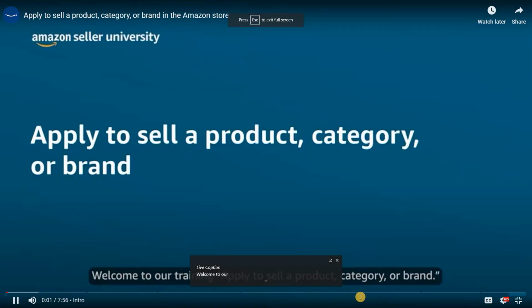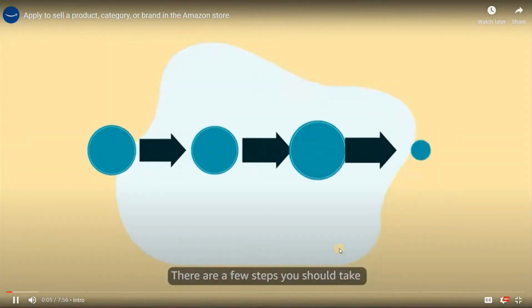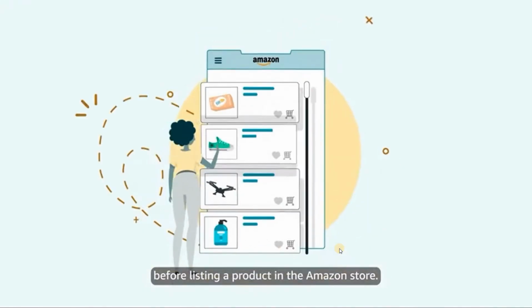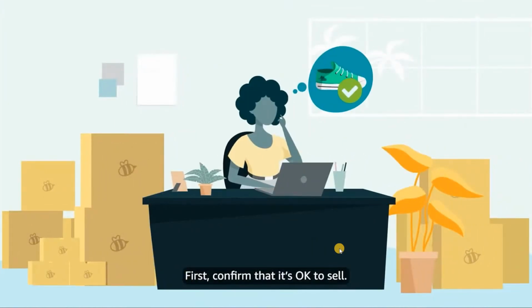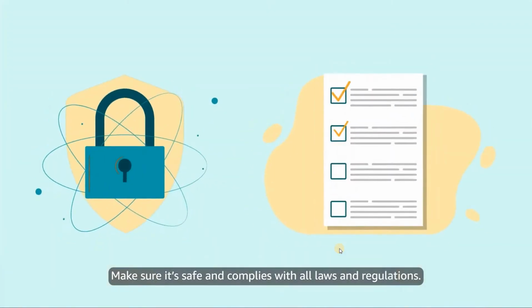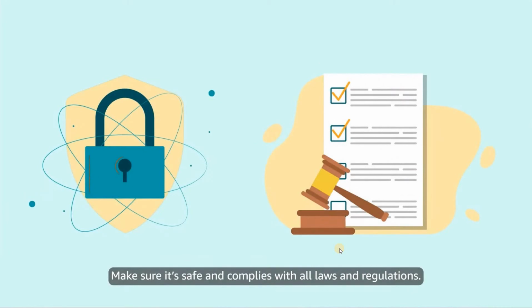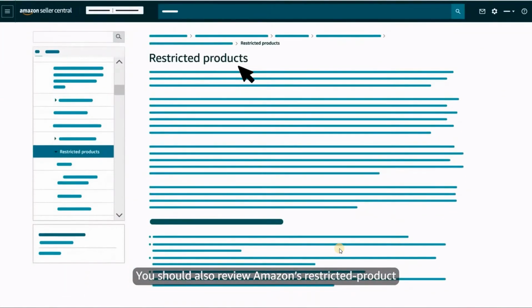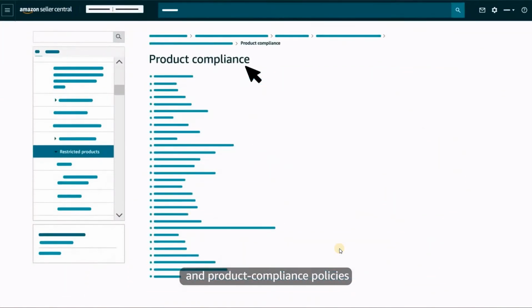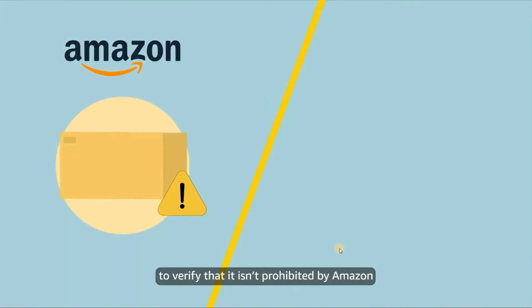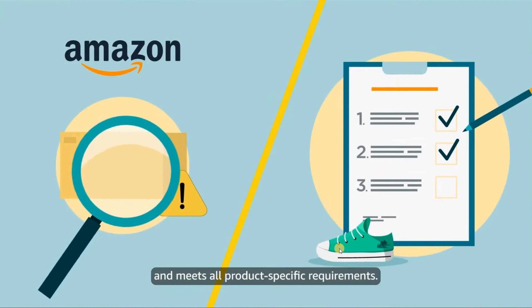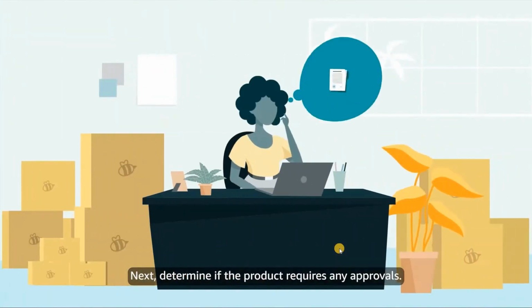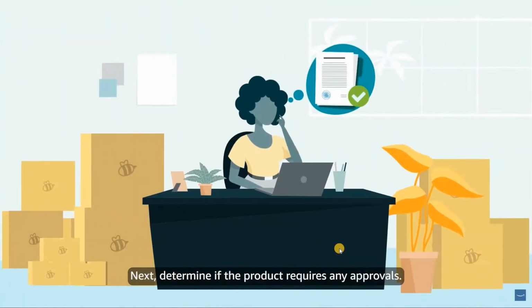Welcome to our training, Apply to Sell a Product, Category, or Brand. There are a few steps you should take before listing a product in the Amazon store. First, confirm that it's okay to sell. Make sure it's safe and complies with all laws and regulations. You should also review Amazon's restricted product and product compliance policies to verify that it isn't prohibited by Amazon and meets all product-specific requirements. Next, determine if the product requires any approvals.